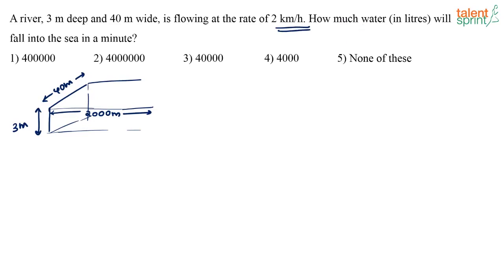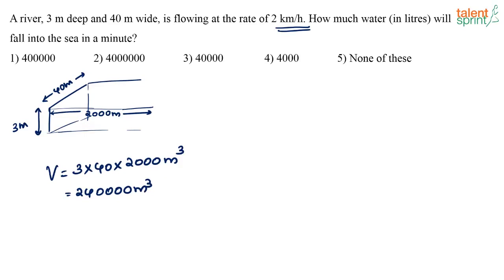Now what is the volume? What is the volume of the river water when you are considering 1 hour? The river water is covering a distance of 2000 meters. So the volume for this 1 hour is nothing but 3 into 40 into 2000 meter cube, which is equal to 24 followed by 4 zeros: 3 4s are 12, 12 2s are 24, followed by 4 zeros meter cube.